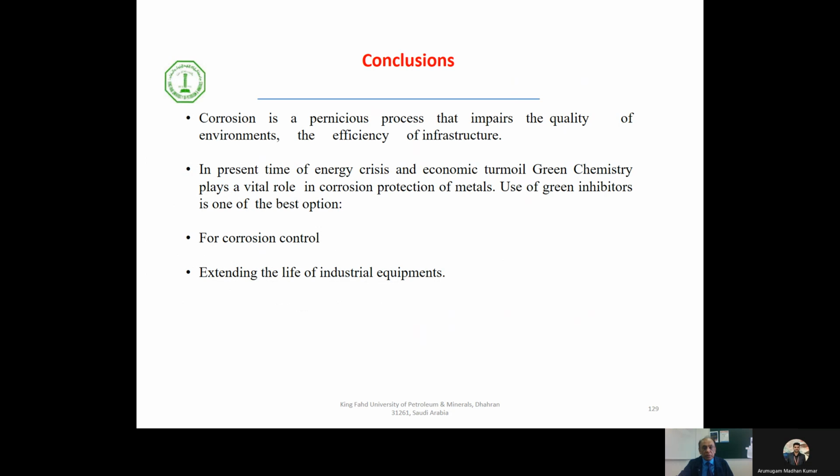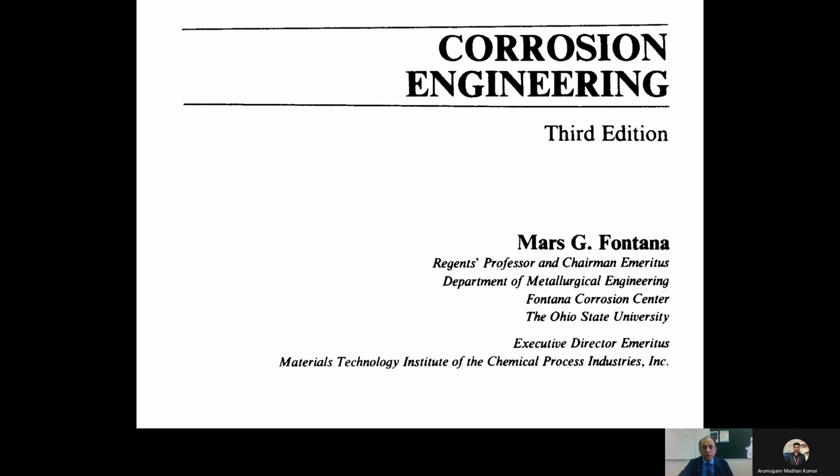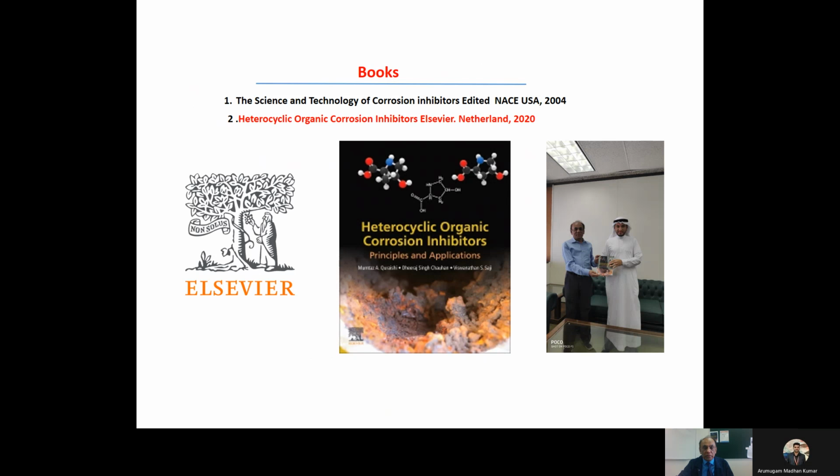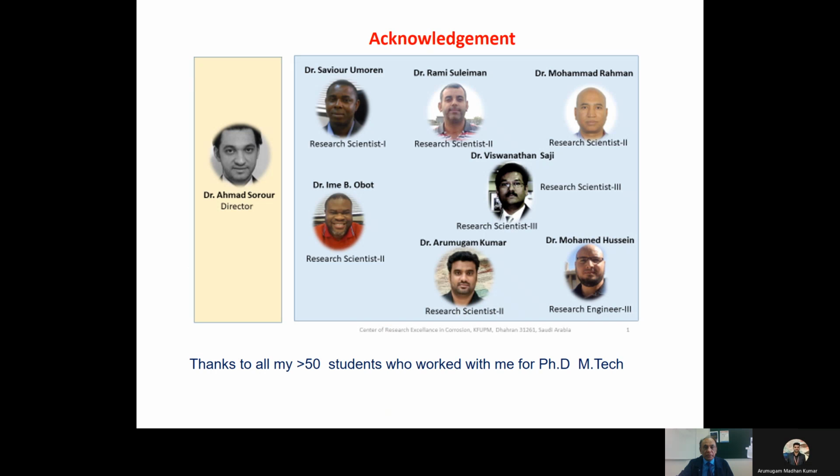Corrosion is a pernicious process that impairs the quality of the environment and the efficiency of infrastructure. In the present energy crisis and economic turmoil, green chemistry plays a vital role in corrosion protection of metal. Use of green inhibitors is one of the best options for corrosion control and extending the life of structures. This is the book which you can follow for understanding the basics of corrosion, by Mars Fontana. And this is the book written by us, Organic Corrosion Inhibitors, published by Elsevier.